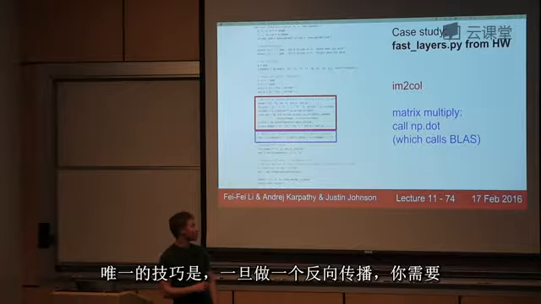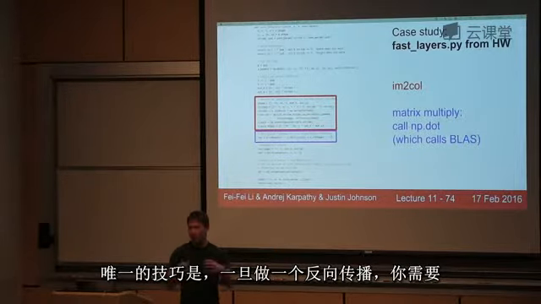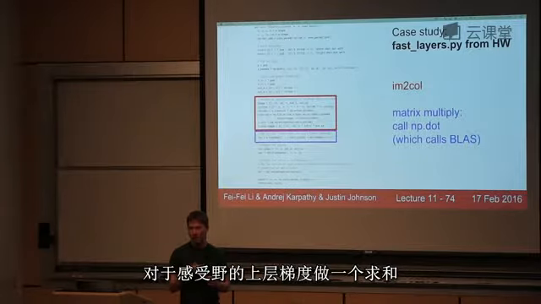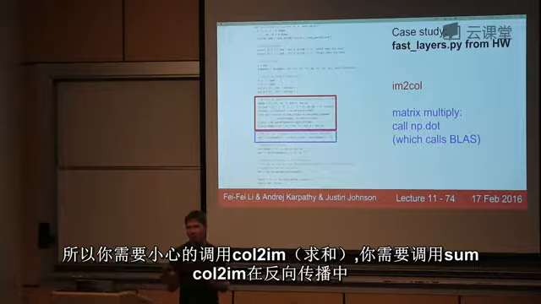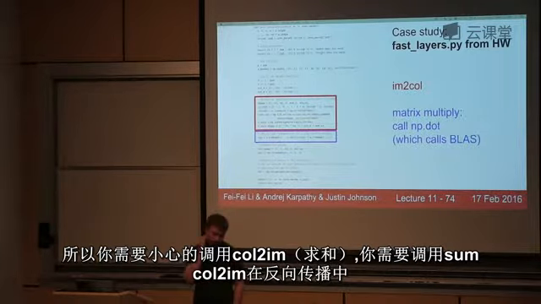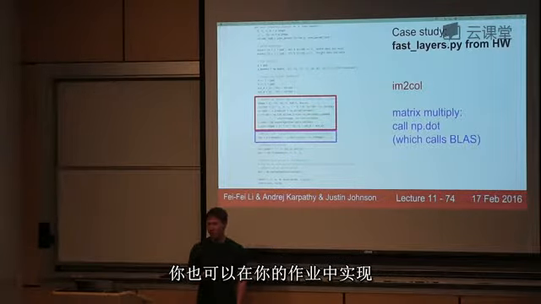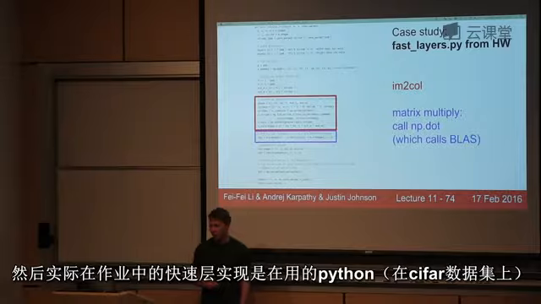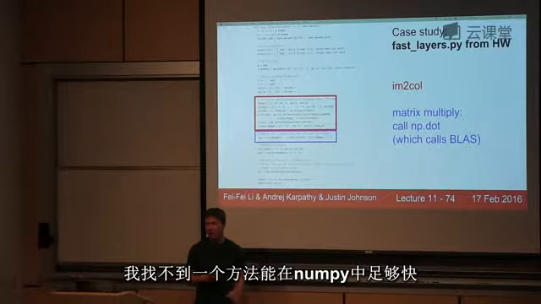The only trick there is that in the backward pass, you need to sum gradients across overlapping receptive fields in the upstream. So you need to be careful about the call to col2im. You need to sum in the call to col2im in the backward pass. And you can check out the fast layers in the homework. It implements that too. Although in the fast layers in the homework, the call to col2im is in Python. I couldn't find a way to get it fast enough in raw NumPy.